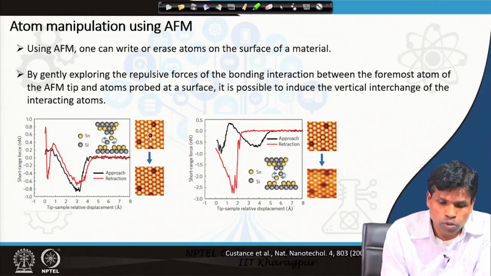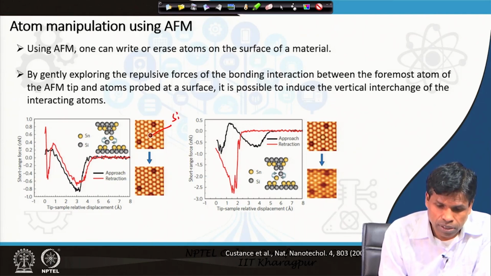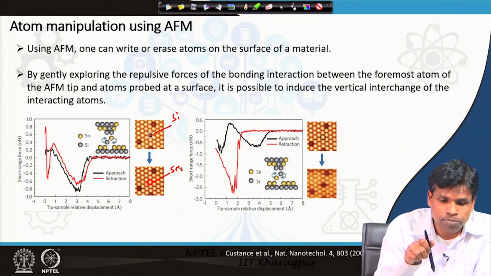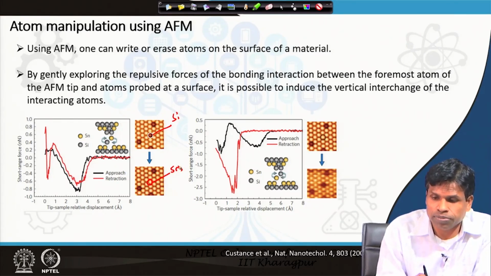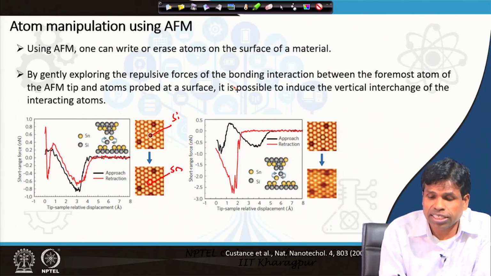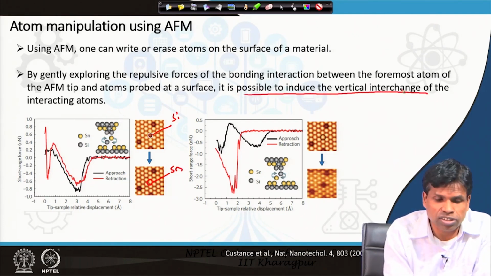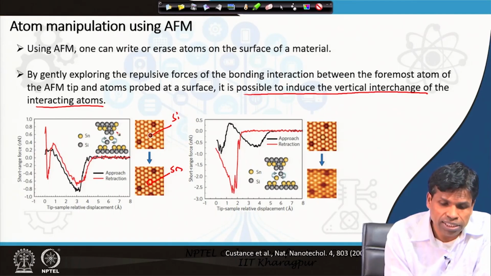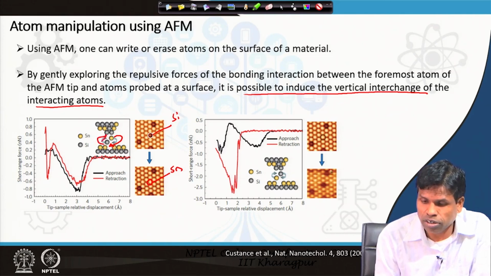Particularly here we see the brighter ones are tin atoms and this is a silicon atom. Now the silicon atom is replaced by a tin atom by bringing the tip closer to the atom surface. It is a vertical exchange; previously you have seen horizontal exchange, and it is possible to induce a vertical interchange of the interacting atoms. Here the tin atom comes from the tip to the sample surface and the silicon atom goes here, and the opposite can be done here.